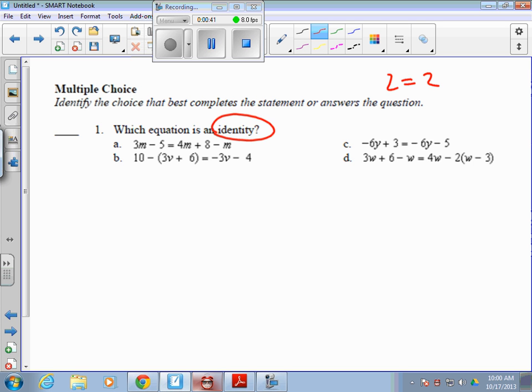The first one says 3m minus 5 equals 4m minus m plus 8. So that one would say 3m minus 5 equals 3m plus 8. Without even simplifying it any farther than that, just look how it compares on the left side to the right side. They both have 3m, but the left side says minus 5, the right side says plus 8. So they're not equal to each other. So A will not be an identity.